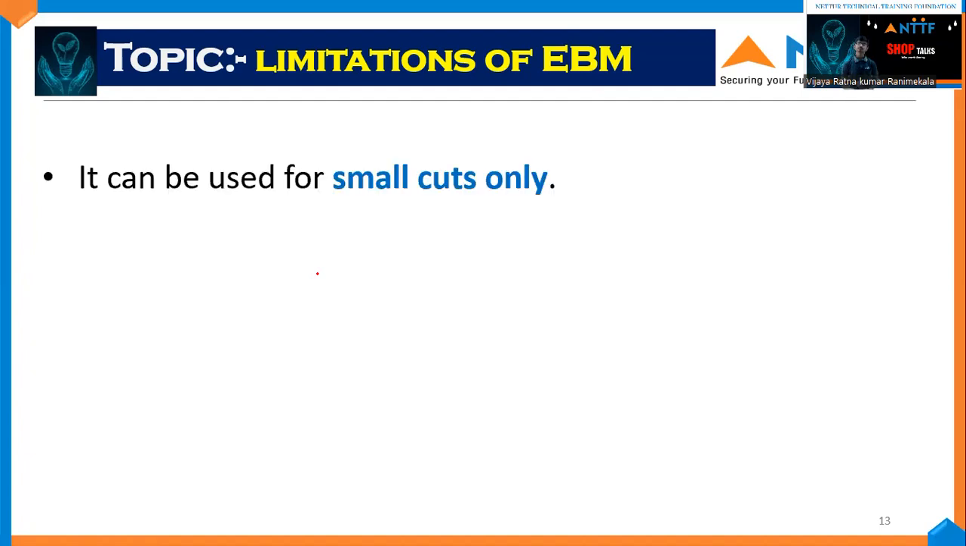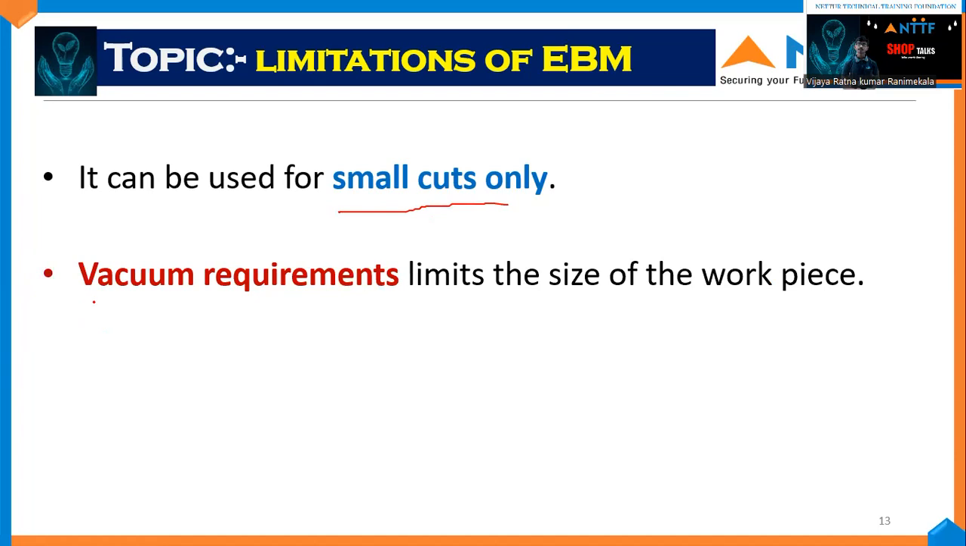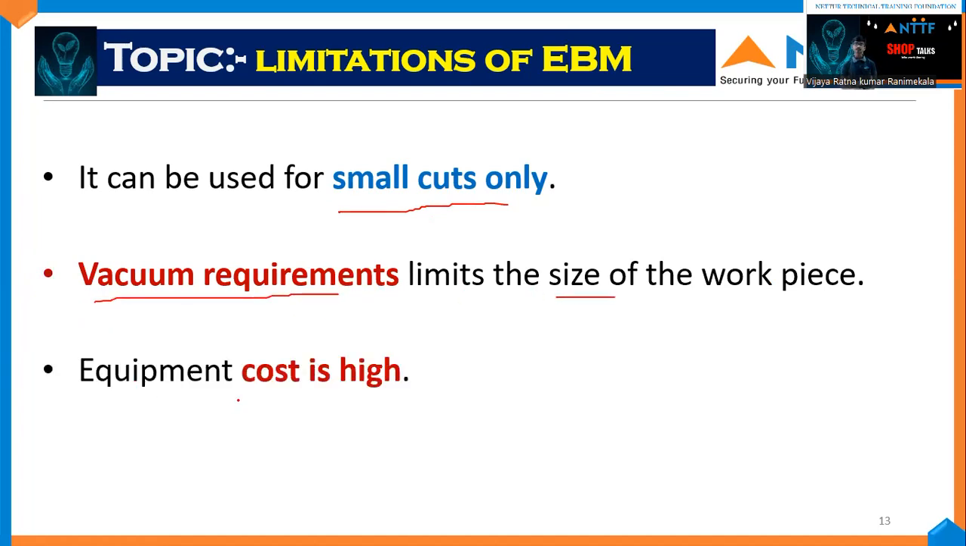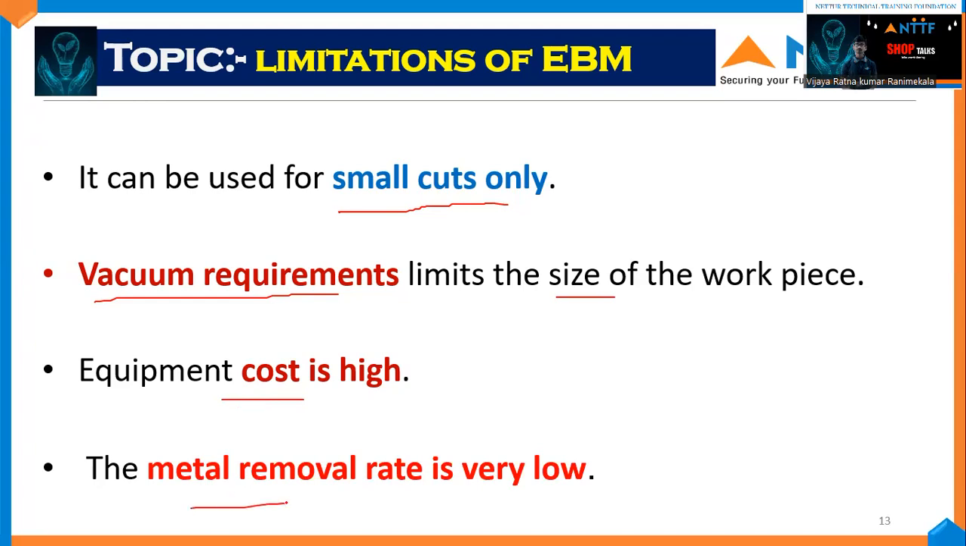Let us see the disadvantages of electron beam machining. It can be used for very small cuts only. Vacuum requirements limit the size of the workpiece. The equipment cost is high. The metal removal rate is very low.